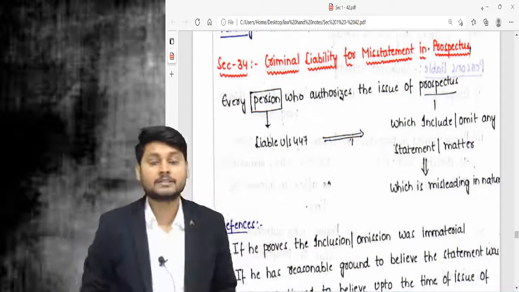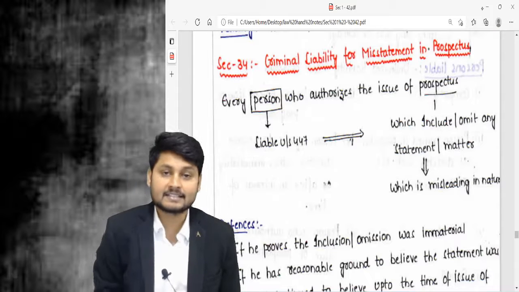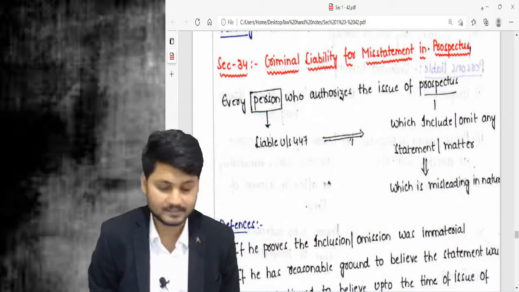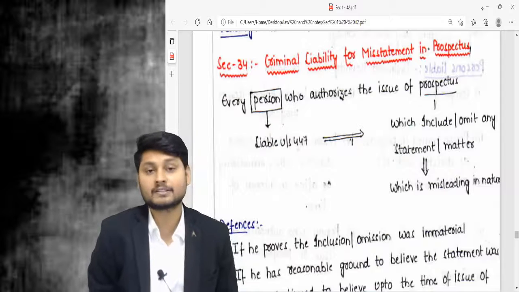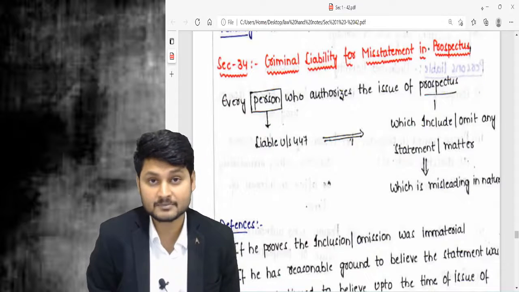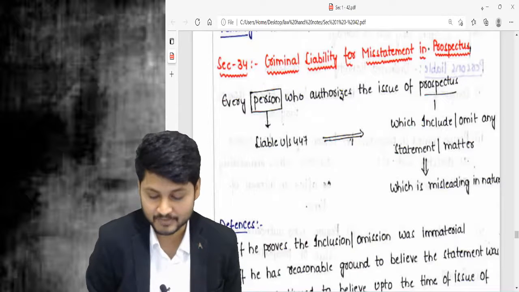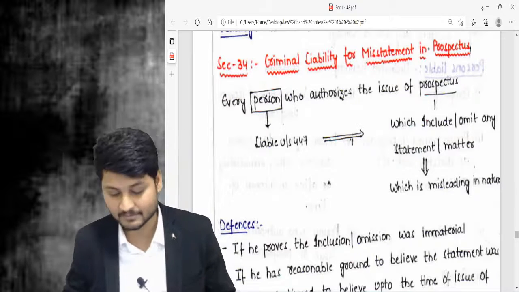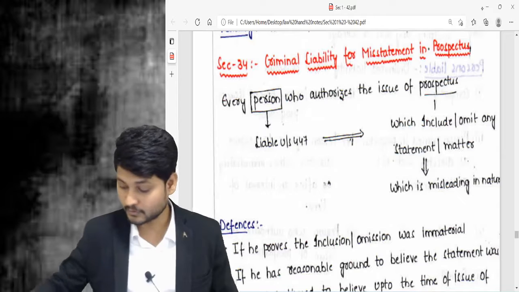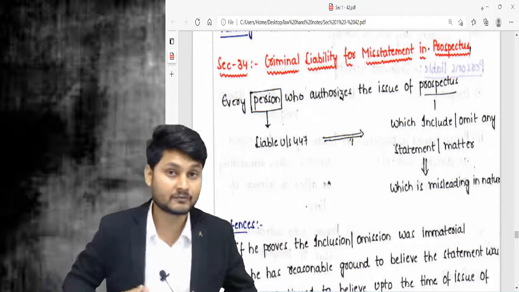Let us now jump into sections 34, 35, 36 and 37 of the Companies Act 2013. It is very important. In 34 and 35, we need to identify the difference between civil liability and criminal liability in case of misstatements in the prospectus. It is very important for examination purposes, so maybe 4 to 5 marks may come from this area.